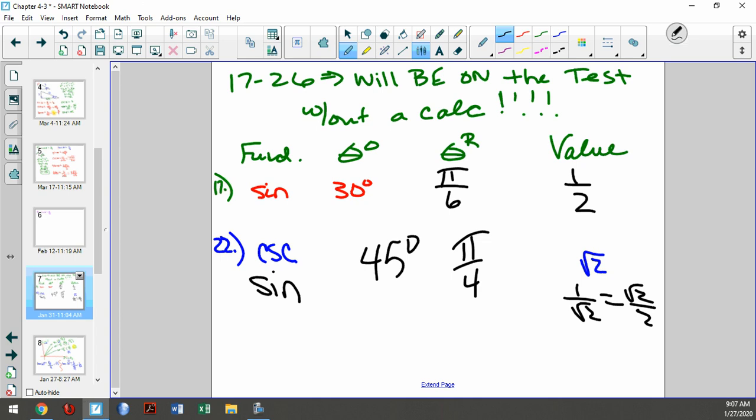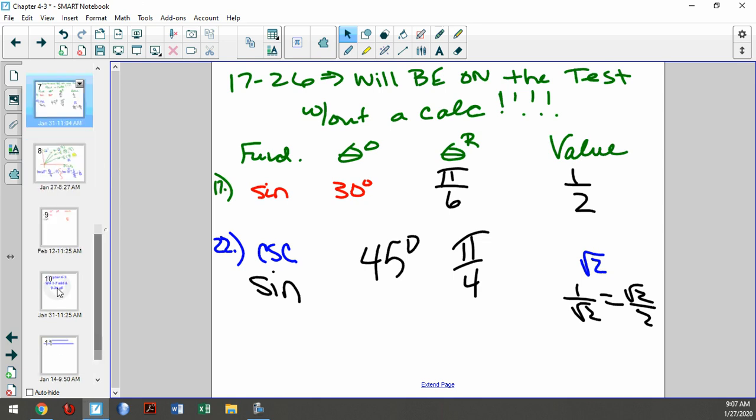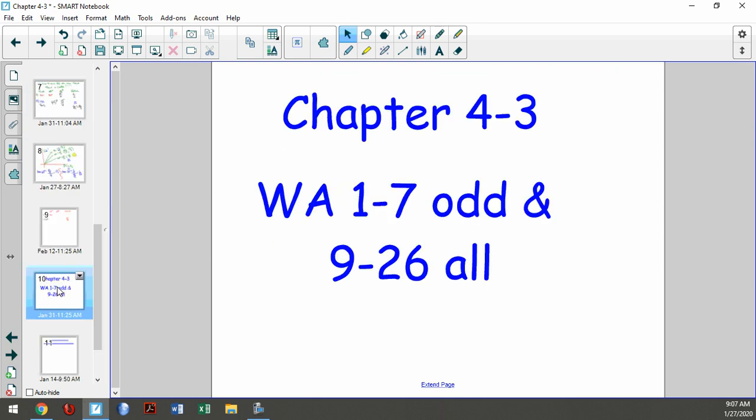Do we understand that? This is what your test looks like on Thursday. So you guys need to take very, very slow time completing problems 17 through 26. And you need to do it multiple times. If you don't understand that, I'm going to let you guys have the remainder of the period to work on your homework problems, which is going to be 1 through 7, odd, and 9 through 26, all. Okay? Any questions? Lights up, please.